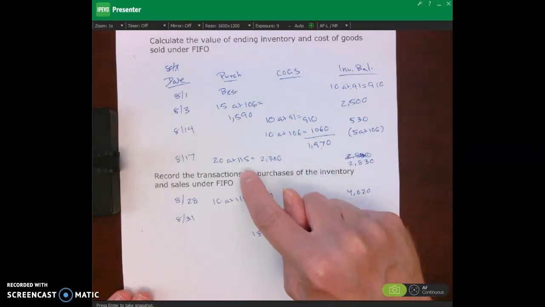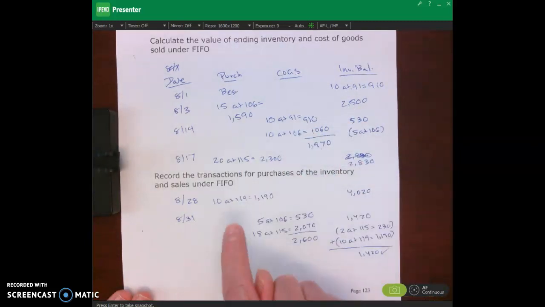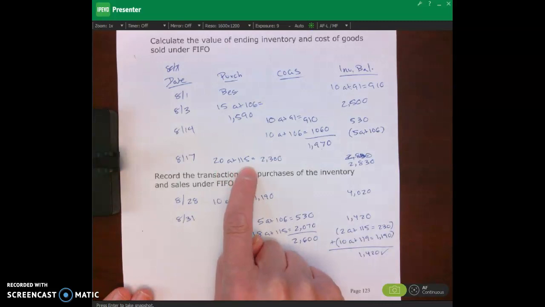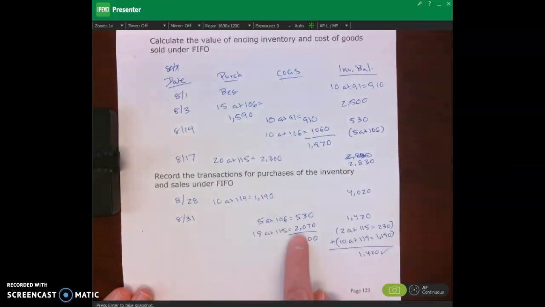Then we move to the 115. We have 18 bikes left, right? Because we sold 23 bikes total, and we sold 5 at 106. That means we have 18 bikes that we have to figure out the cost for. 23 minus the 5 gives us the 18. Well, that means I could sell all those 18 at this cost of 115. Gives me the 2,070 plus the 530. $2,600 is my cost of goods sold.